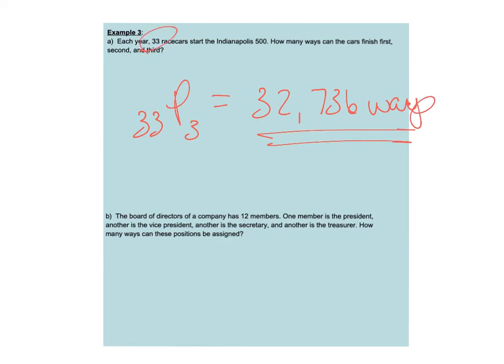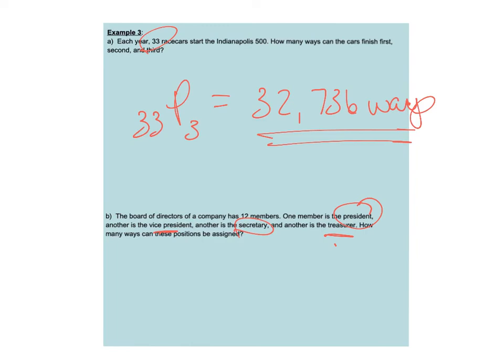All right. The board of directors of a company has 12 members. One member is the president, another is the vice president, another is the secretary, another is the treasurer. This is not like a committee where you're all equal and you all have the same power and same voice. When you actually have president, VP, secretary, treasurer, they all have different roles. Order's going to matter there because who you might want to be the treasurer might not be who you want to be the secretary and vice versa.